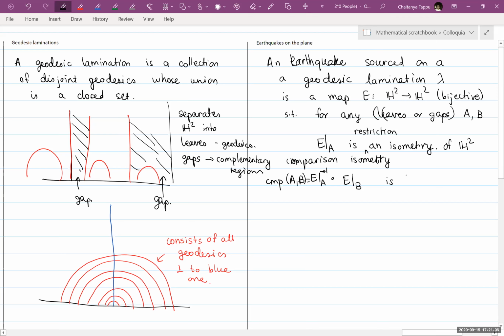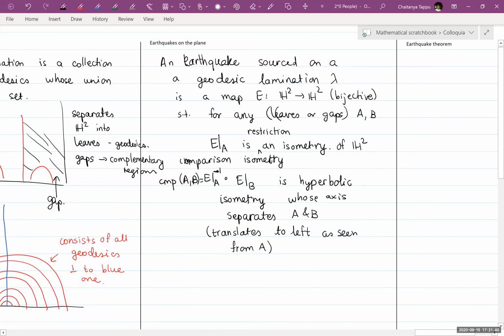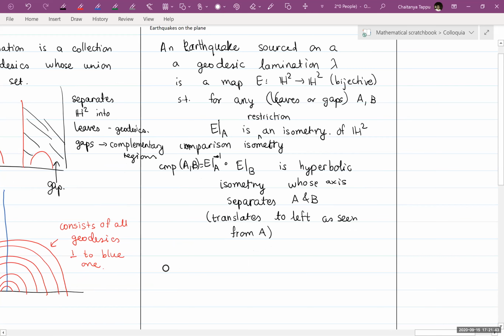This is a hyperbolic isometry whose axis separates A and B, and also translates to the left as seen from A. So do I have space for, okay, I need to go down for the example.